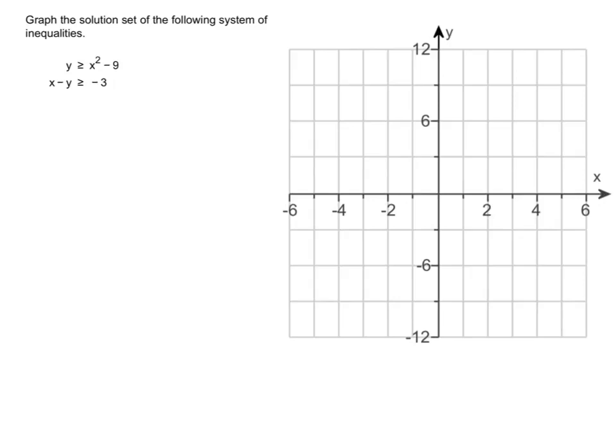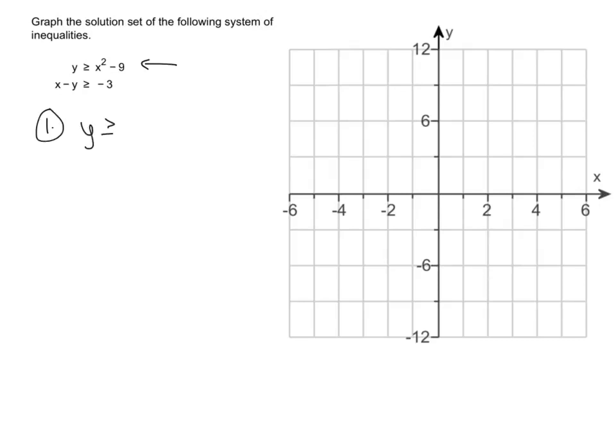We're first going to graph the top equation, which is the quadratic inequality. So I have y is greater than or equal to x squared minus 9. In order to graph this inequality, we'll rewrite the inequality sign with an equal sign. Next, we're going to find the vertex. To do that, we'll find negative b over 2a. This is going to be the x value of the vertex.